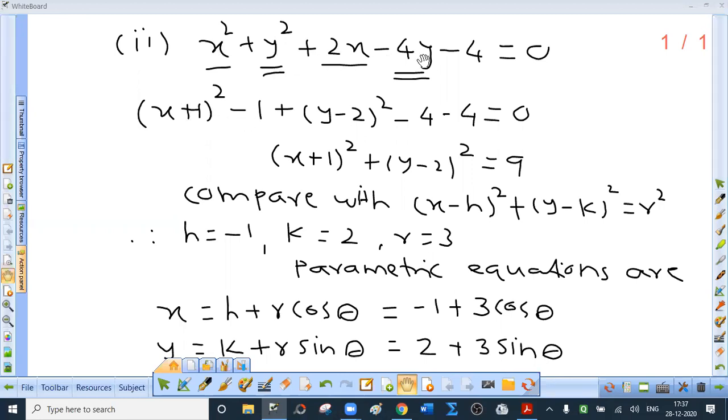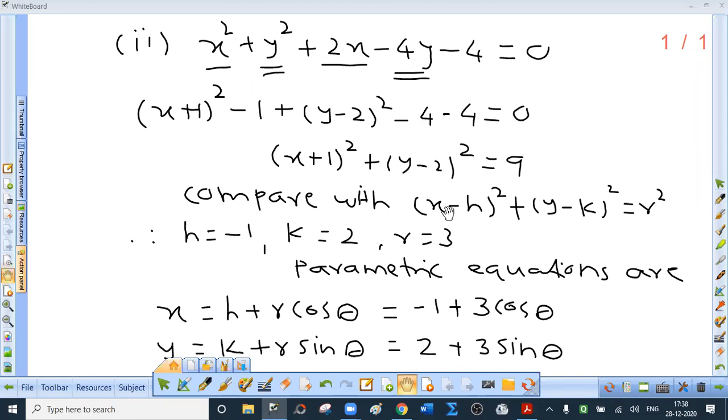Y square minus 4y can be square of y minus 2. Check that. Y square minus 4y plus 4. So subtract 4. Then why this minus 4 again? Because it is present from the beginning only. Minus 4. Okay. So x plus 1 square plus y minus 2 square equal to minus 1 minus 4, means minus 9 becomes plus 9 when it goes to right hand side.